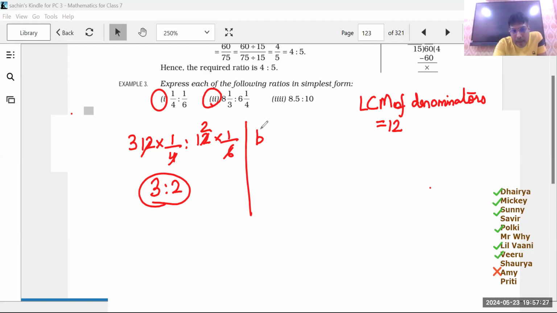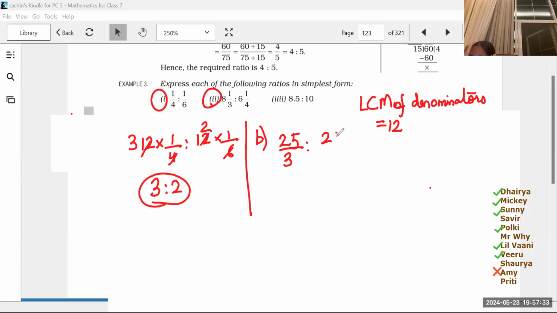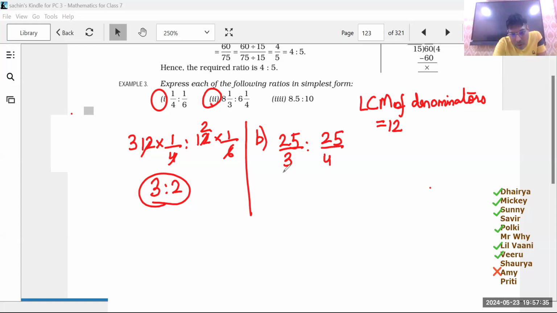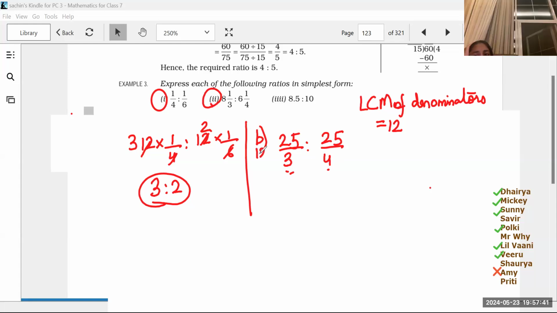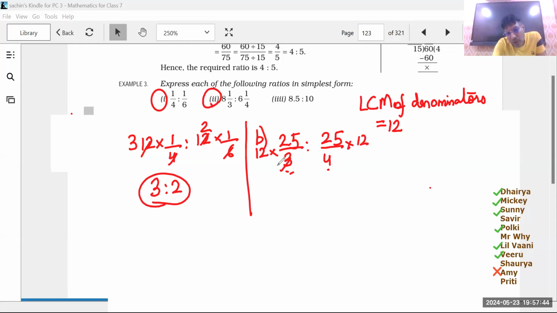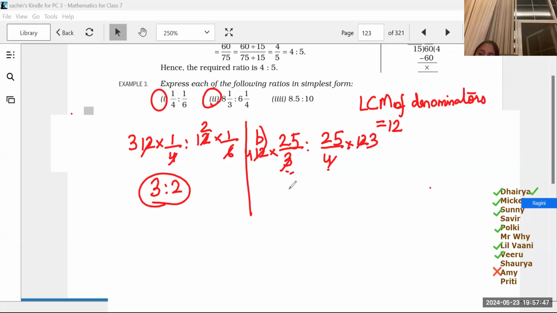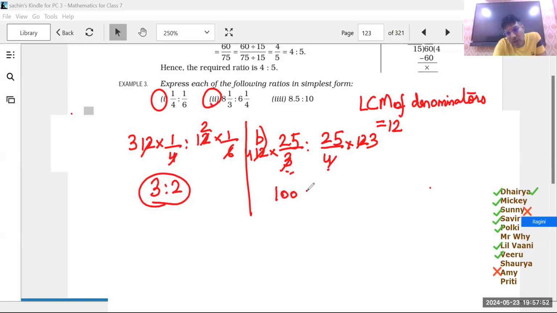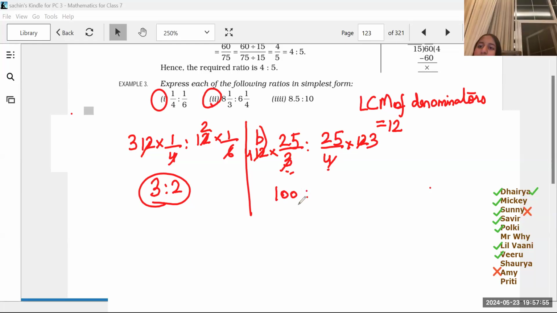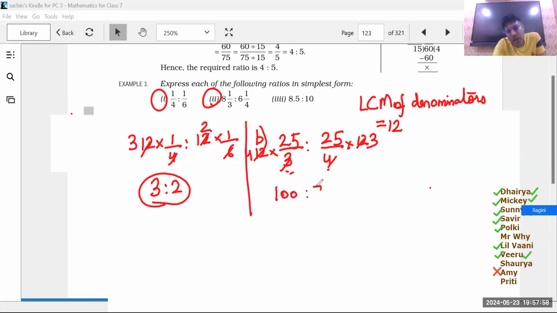So I'm solving the second question, Amy. So 25/3 is to 25/4. So Amy, what is the LCM of denominators? 12. So we'll multiply both sides with 12 and 12. So I will get 4, I will get 3. So my ratio would be 100 is to what? 75, which can be written as 4 is to 3.